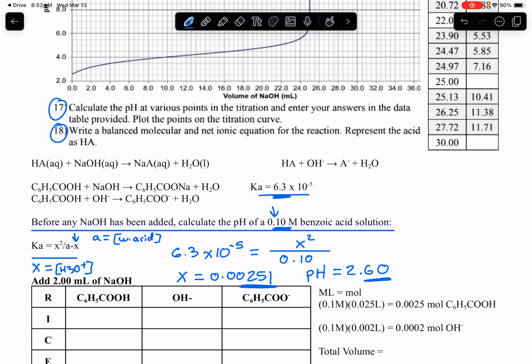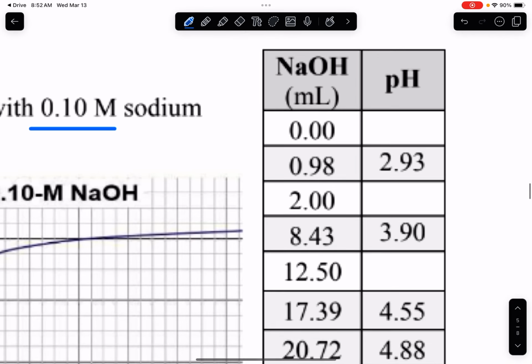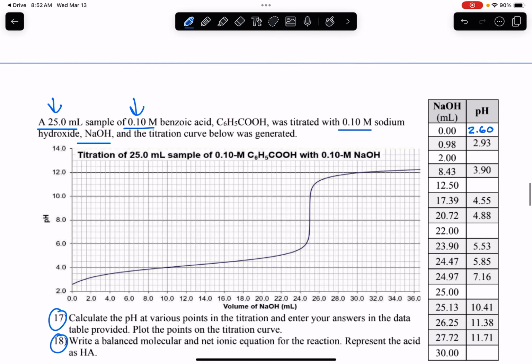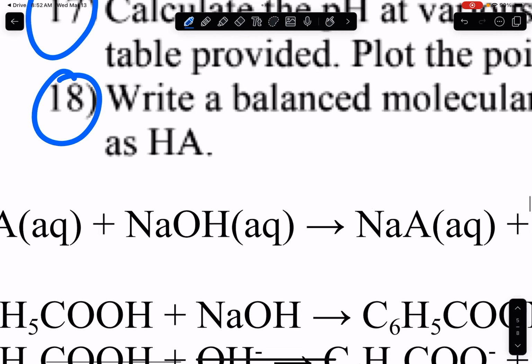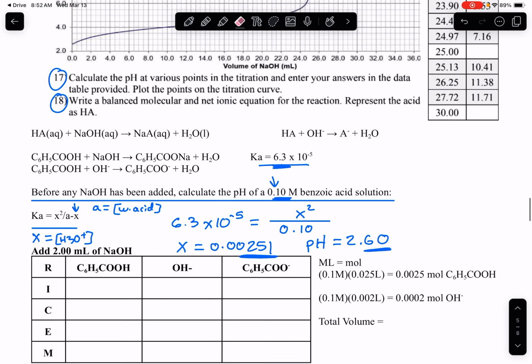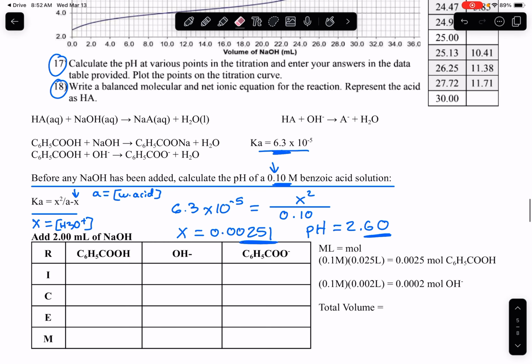So 2.60 is technically only 2 sig figs. That's the answer that we put here, 2.60. We can also double check on the chart that here we have 2, this would be 3, this is 2.5, so yeah, it looks like it's starting out at 2.6. All right, now let's go ahead and start.